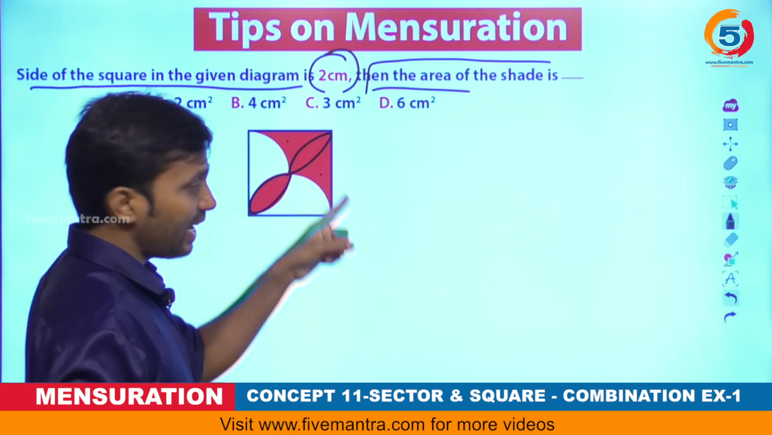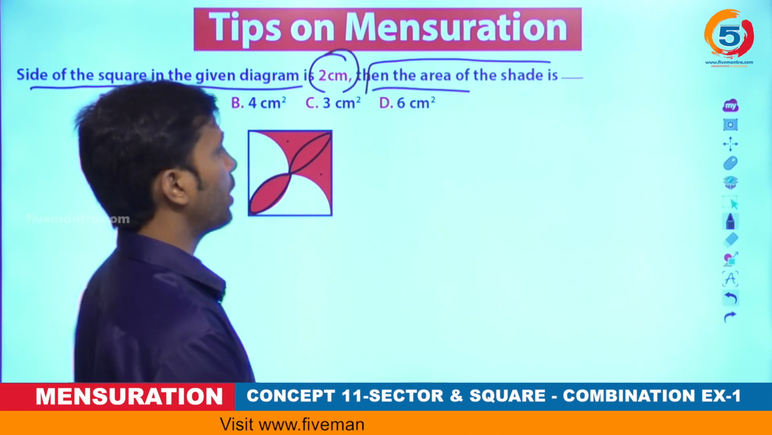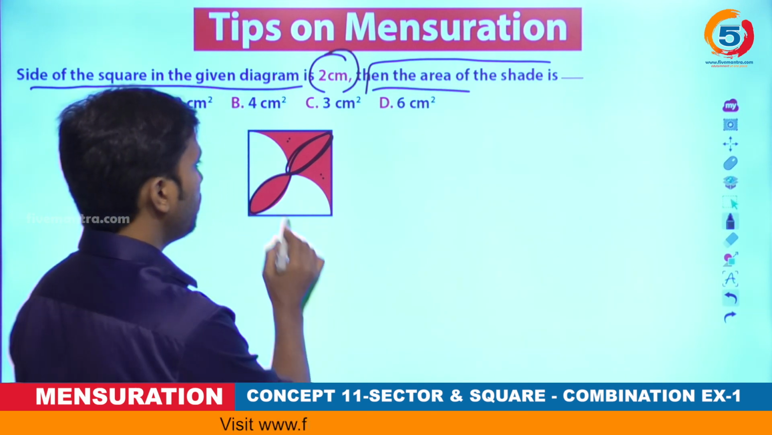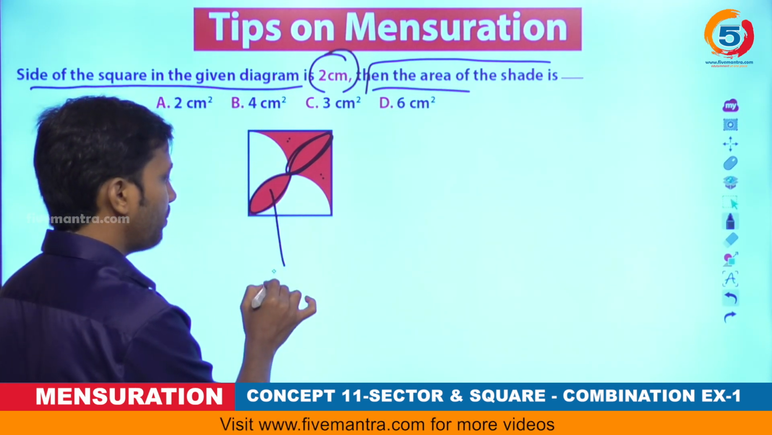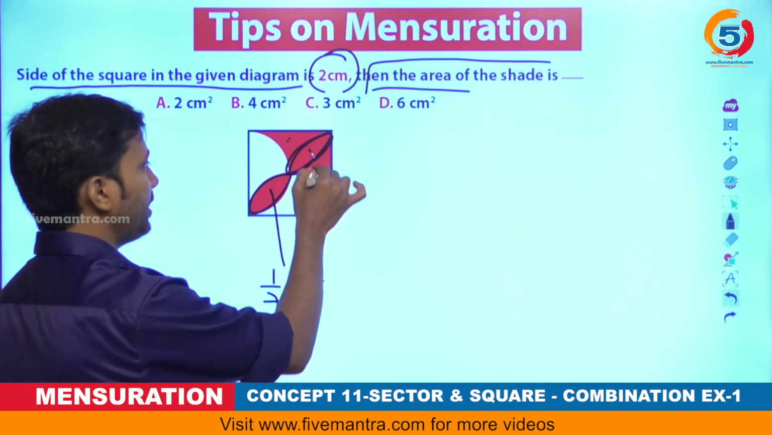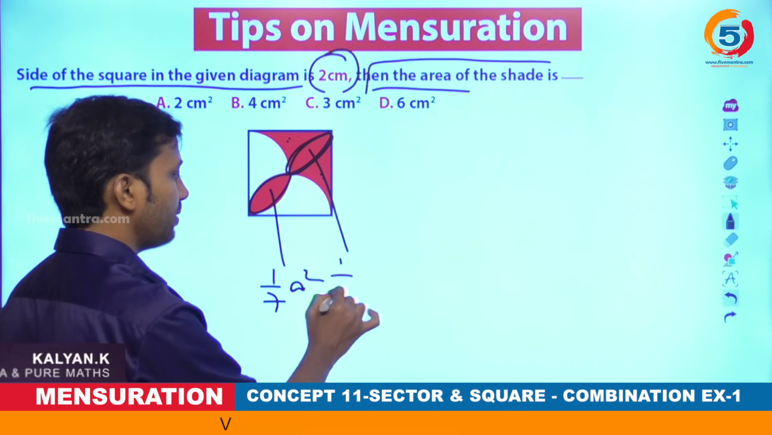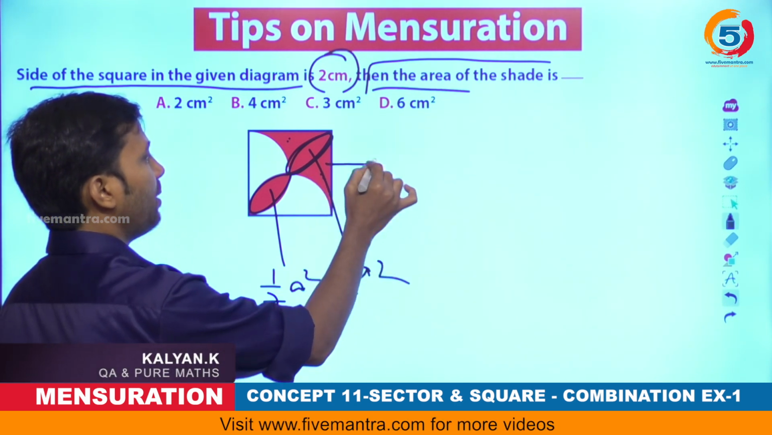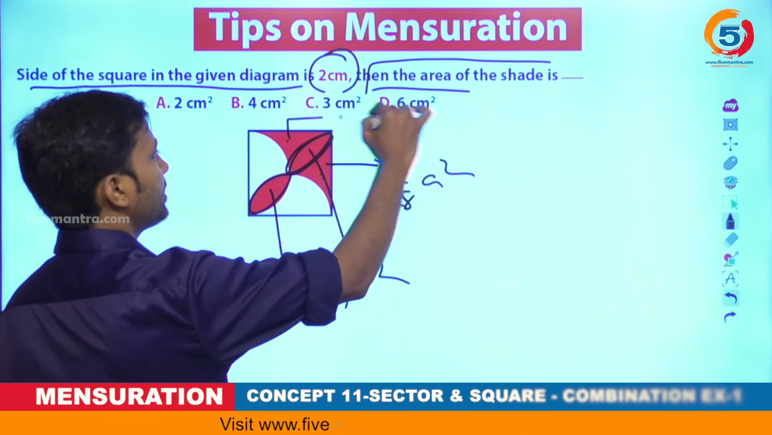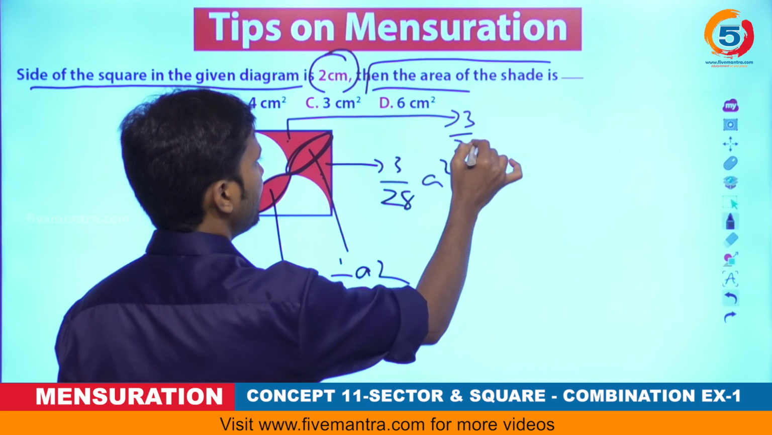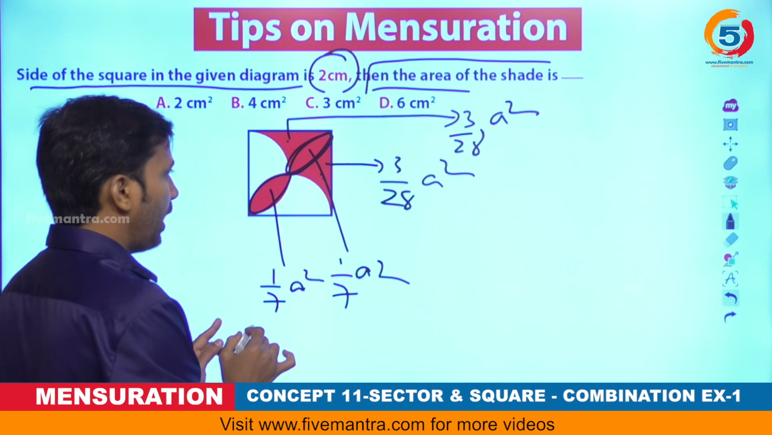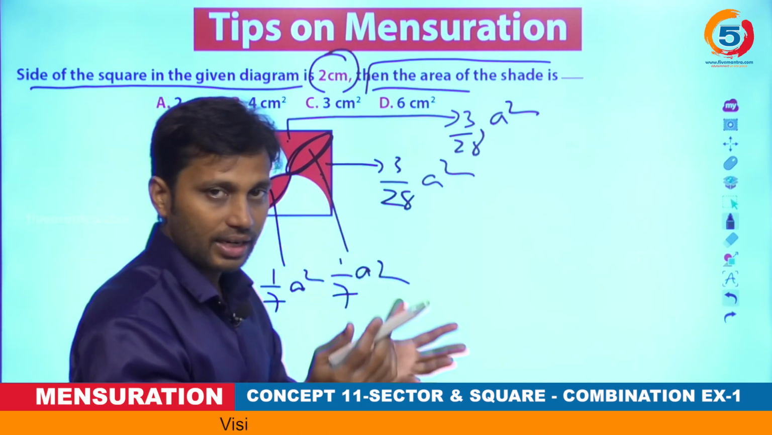But this area is equivalent to, okay, what? Here one more petal and two more gaps. Is that right or not? So for this area 1/7 a square, and for this area one more 1/7 a square. For this gap 3/28 a square, and for this gap again 3/28 a square. Clear?